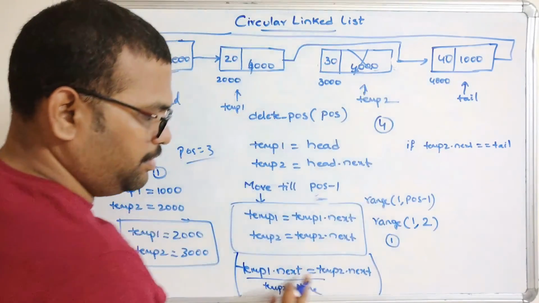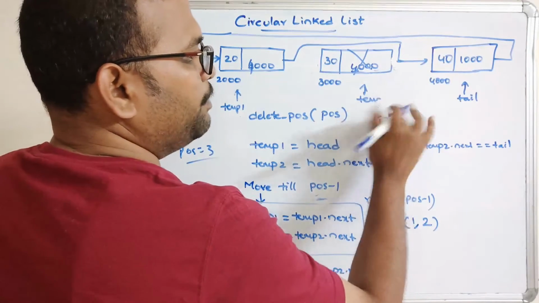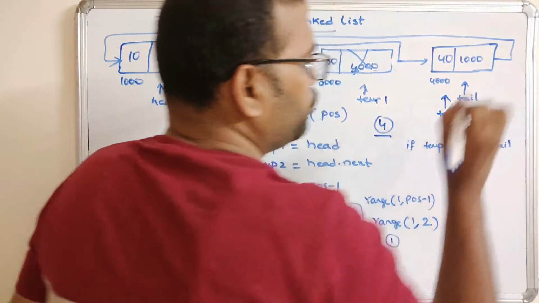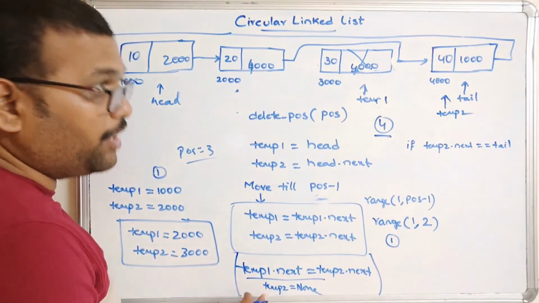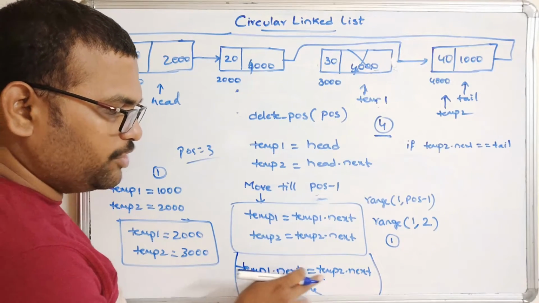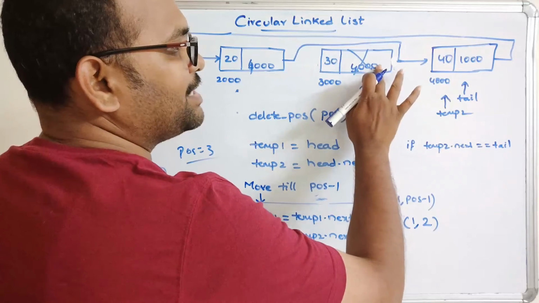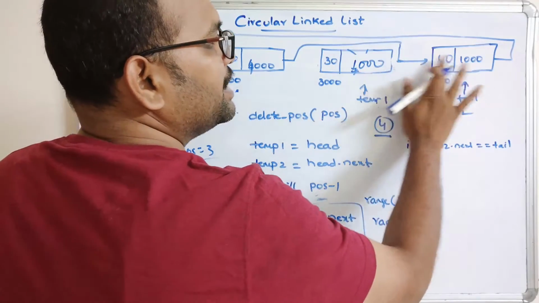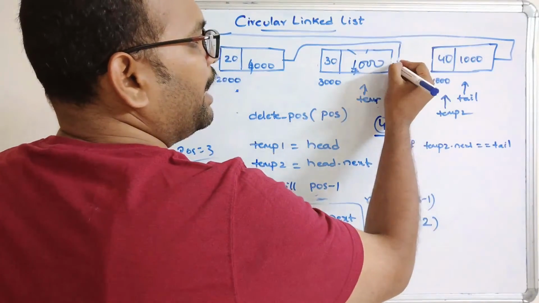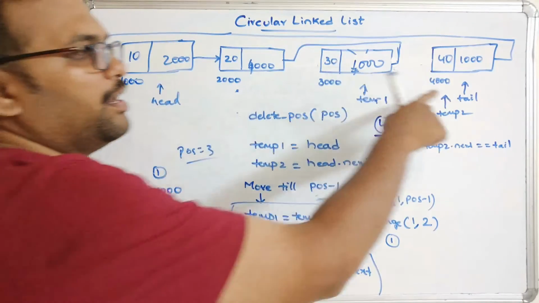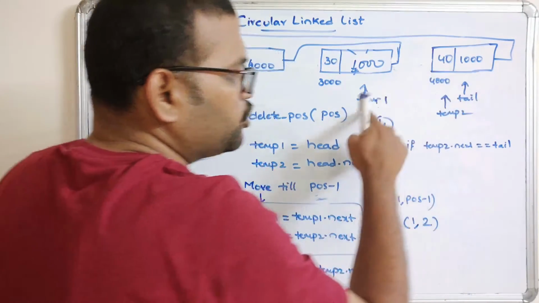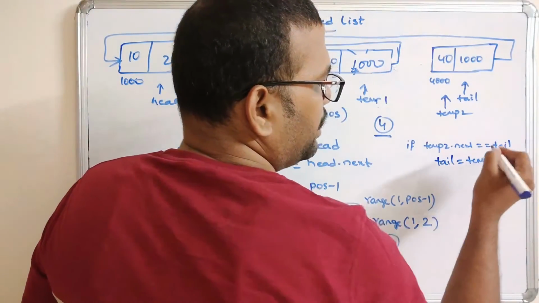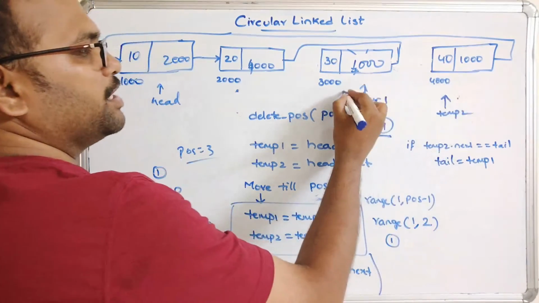Okay, then simply see, if the position is 4, this will be temp1 and this will be temp2. So what we have to do: temp1 dot next is equal to temp2 dot next. So 4000 will be replaced by 1000. This link will be disconnected and this will be connected directly to the first one. But here the tail is pointing towards here, right? So tail should also be moved. Here we can write tail is equal to temp1. Obviously this tail becomes here.